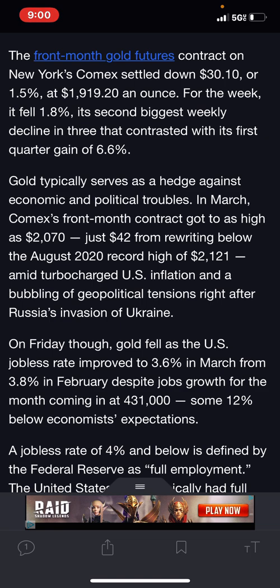In March, the Comex front month contract got as high as $2,070, just $42 short of the August 2020 record high of $2,121, aided by turbocharged U.S. inflation and bubbling geopolitical tension right after the Russian invasion of Ukraine.